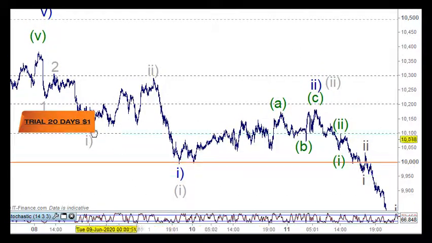So the correct way to count this would be down for 1, back for 2, down for 1, back for 2, down for 1, back for 2, and then we're going down in just the third wave. So I think we'll leave that there, and that would take us much deeper and much lower down, and that's cool too. I mean, that's the way that it could play out.